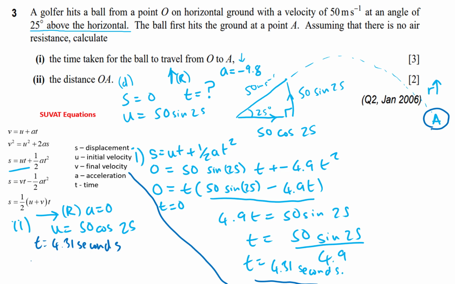So we can still use S equals UT plus a half AT squared. Now A equals 0, so S does just equal UT, and you just multiply your U and your T together. So S, which is displacement, equals 50 cos 25 times 4.31, which we should get an answer of 195 meters. So S equals 195 meters, and that's quite easily done.